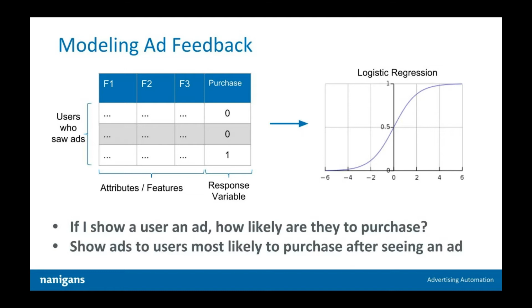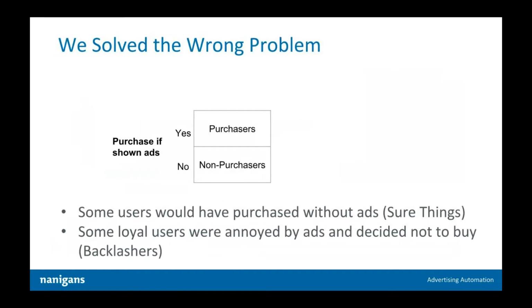And you're answering the question, right, if I show a user an ad, how likely are they to purchase? Pretty reasonable. And the idea is you're trying to show ads to users who are most likely to purchase after seeing an ad. And that seems like a reasonable start, but in this case, we're looking only at users who saw our ads, right? So there's already sort of a problem there.